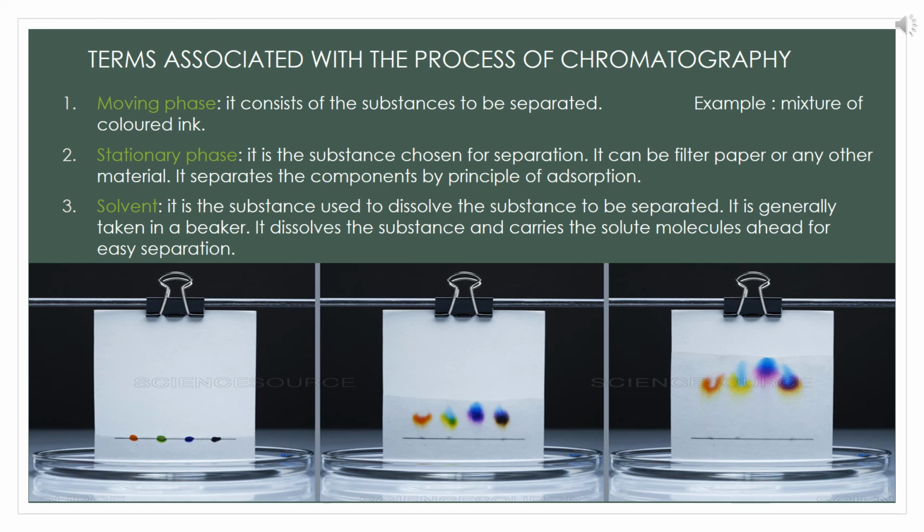Number two, stationary phase. It is the substance chosen for separation. It can be filter paper or any other material. It separates the components by the principle of adsorption. So the filter paper is the stationary phase, which does not move, over which the moving phase moves and separates itself. Last one is solvent. It is the liquid which is used to dissolve the substance to be separated. It is generally taken in a beaker. It dissolves the substance and carries the solute molecules ahead for easy separation. So the water in the beaker is the solvent. As the water moves along the filter paper, it takes the colored ink materials, the dye also, and it gradually separates it.